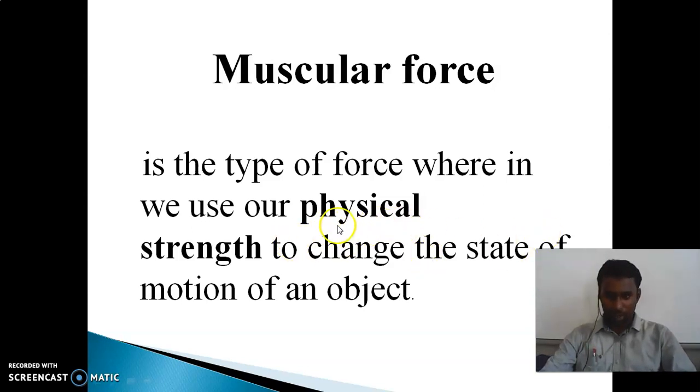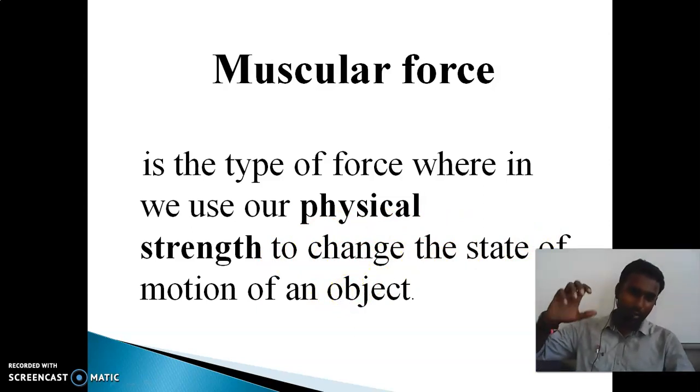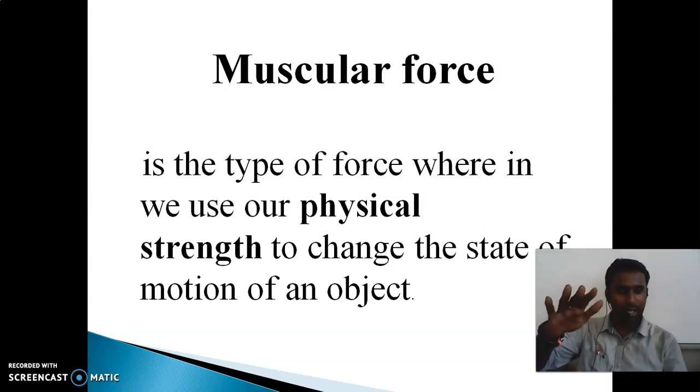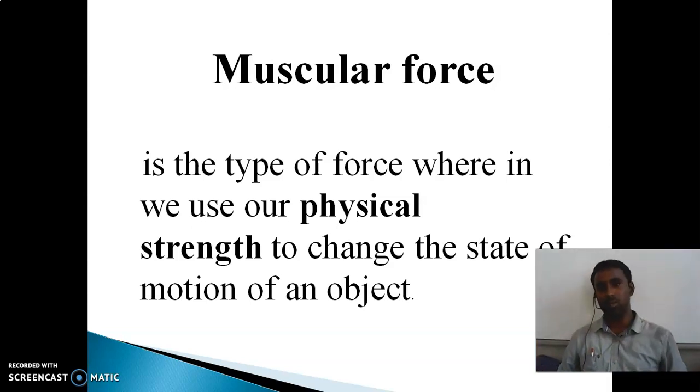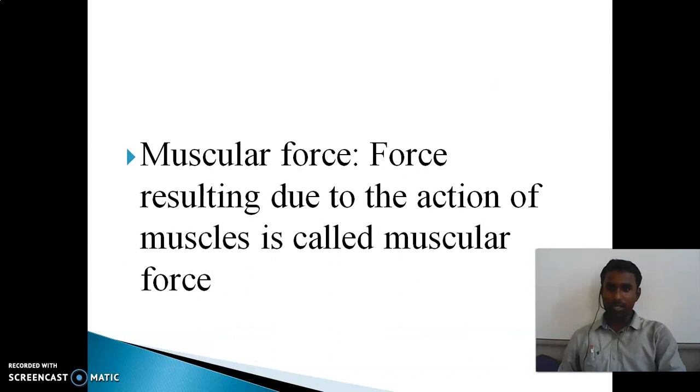We use our physical strength to change the state of motion of an object. For example, if I am going to take any object, I apply my physical strength to that object. At that time my hand and that object are both in contact with each other. So it is one kind of contact force. Here we will see some more information about muscular force.